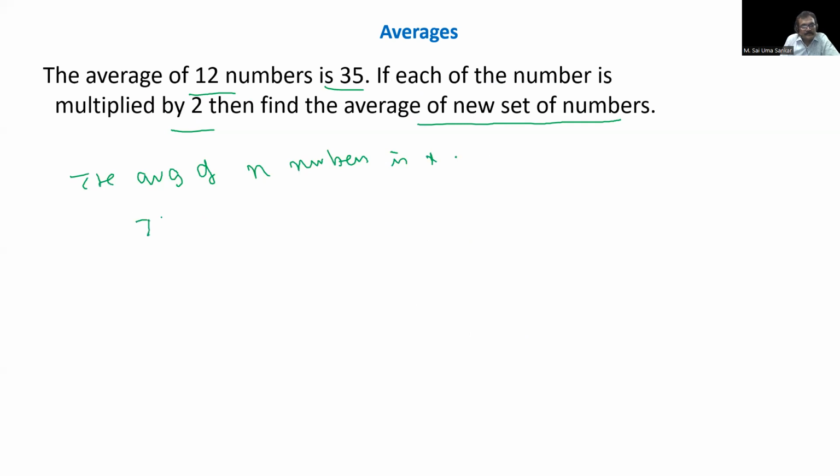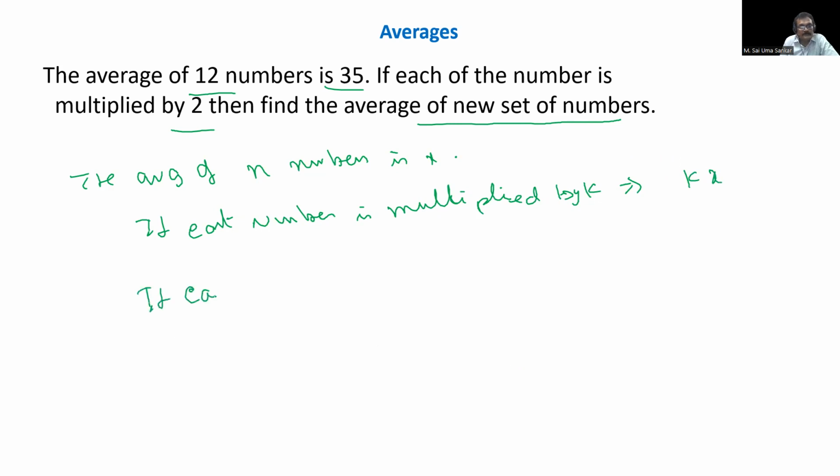Okay, first one. If each number is multiplied by k, then the new average is k into x. Suppose each number is increased by k, then the new average is x plus k.